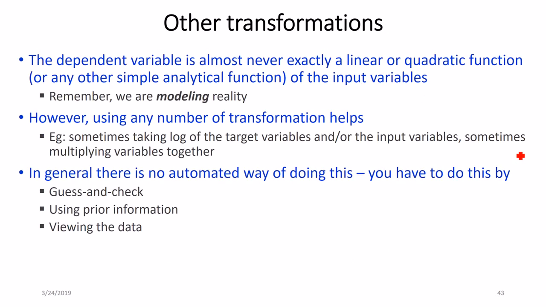The dependent variable is never exactly a linear or quadratic function of the input variables. This is just because we are modeling reality. You can try a number of transformations such as taking a log or multiplying variables together. In general, there is no automated way to do this. Very often you need to guess and check, or use some prior information, or view the data.